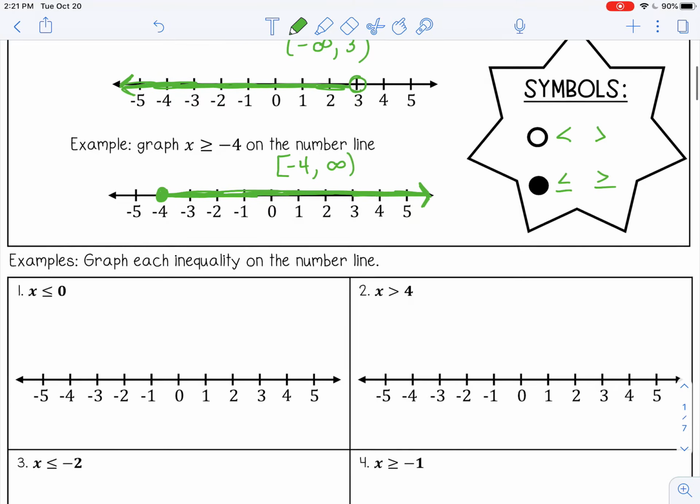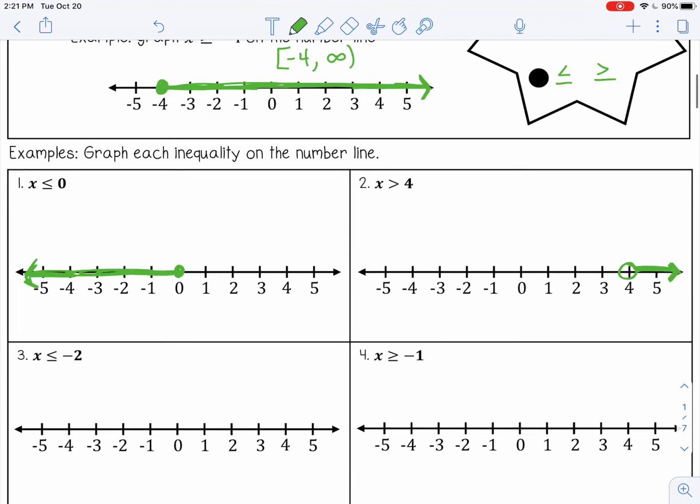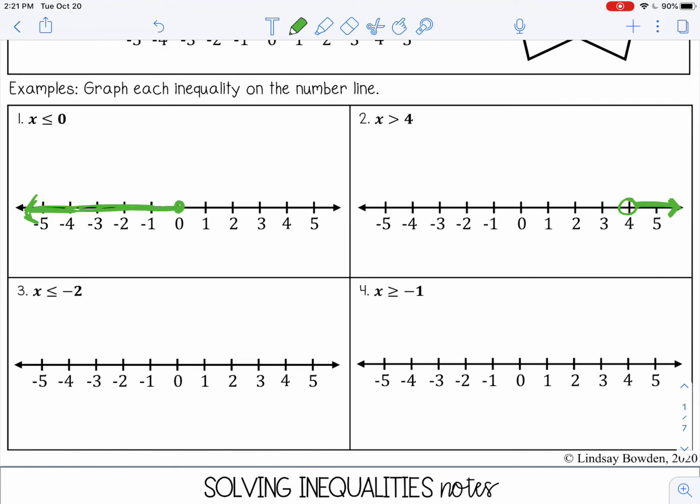All right, let's keep going. So we want to graph x is less than or equal to 0. So that's going to be a closed circle. And we're going to shade to the left because the arrow is pointing to the left, and include the arrow. All right, x is greater than 4, so an open circle at 4, and then to the right. All right, pause the video and try 3 and 4 by yourself. Okay, let's see how you did.